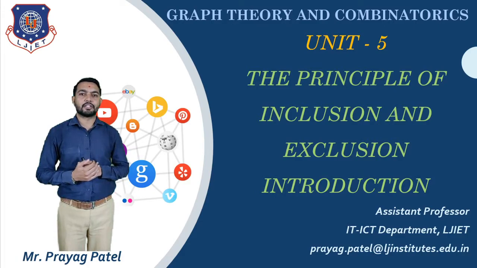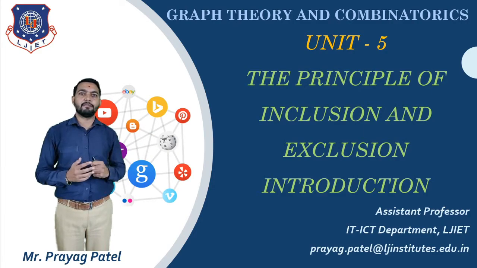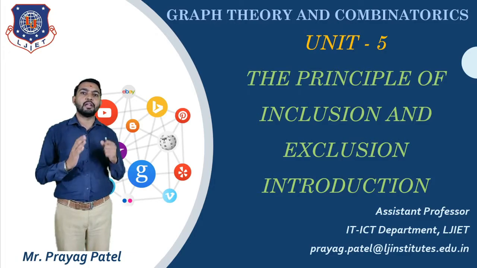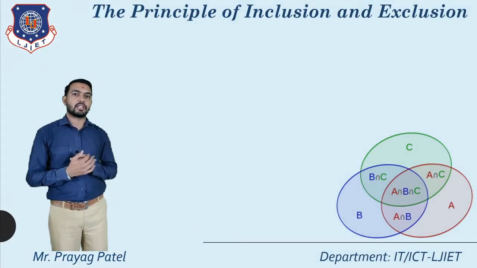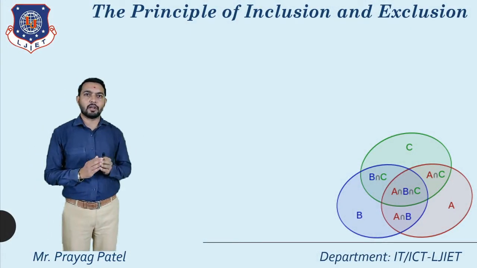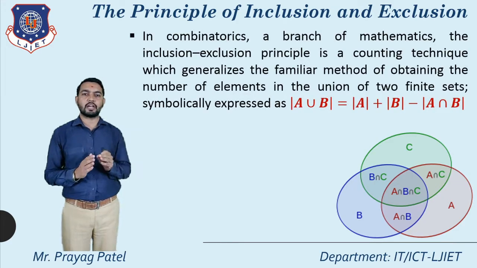Now in today's video lecture, I will discuss the next unit of graph theory and combinatorics. Unit number 5, the principle of inclusion and exclusion. In today's lecture, we discuss what the principle of inclusion and exclusion is, and an introduction to the principle of inclusion and exclusion.